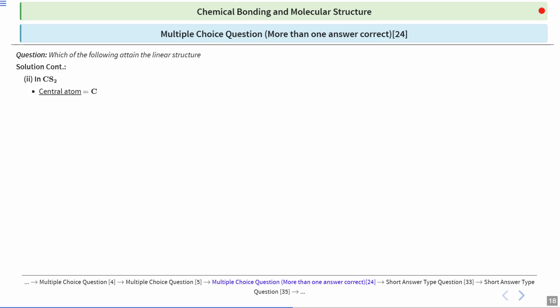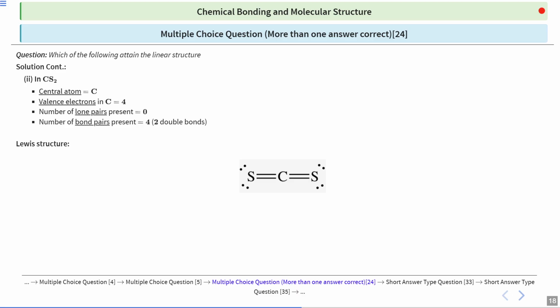This carbon will be taken as the central atom. Therefore, the number of valence electrons will be 4 and the number of lone pairs will be 0. You can draw the Lewis structure and see it. It's very easy. Your sulfur will have a valency of 2, so each sulfur will make 2 bonds. What about the number of bond pairs present? It is 4. And this will be the Lewis structure of CS2. If you calculate the steric number, you will easily get it as linear. So the steric number will come out to be 2.